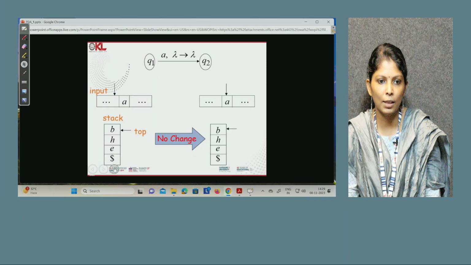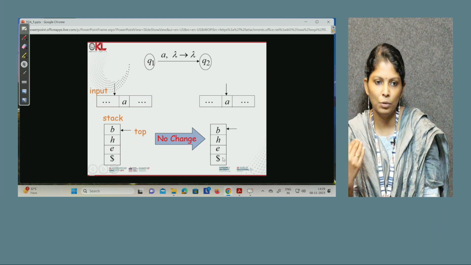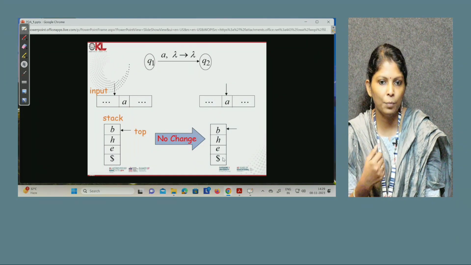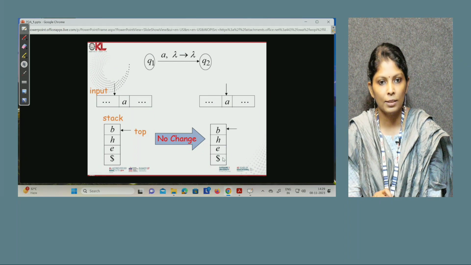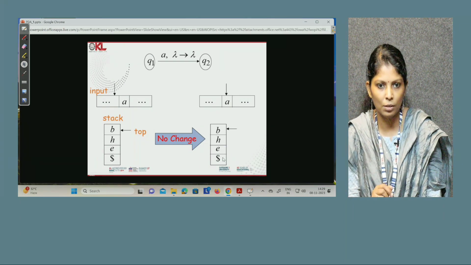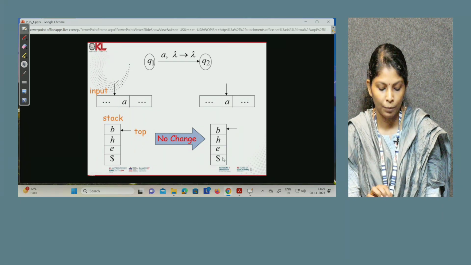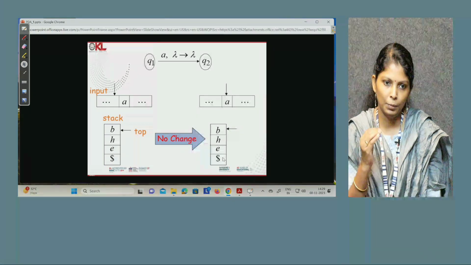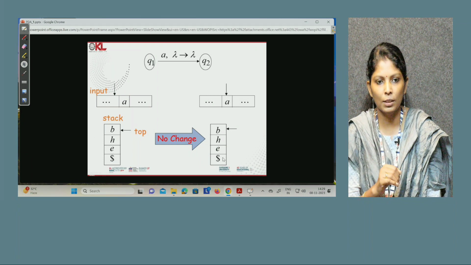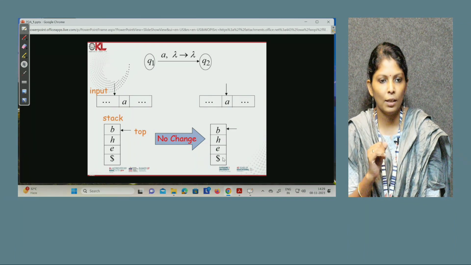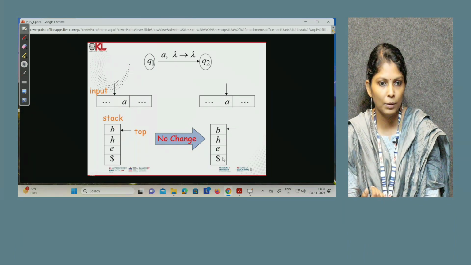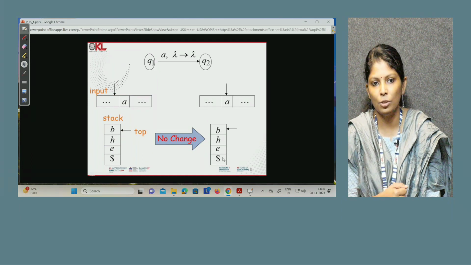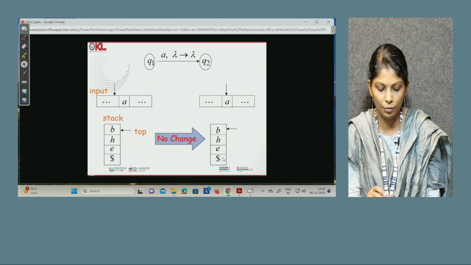See, the stack here is BHE, these are the contents, and after the transition also BHE remains there because we are not popping out anything and we are not pushing anything into the stack. So these are the different kinds of transitions possible with the PDA: replacing the top element with something else, or simply pushing into the stack, or just popping out the element from the stack, or not making any change to the stack. All four kinds of transitions we can do.